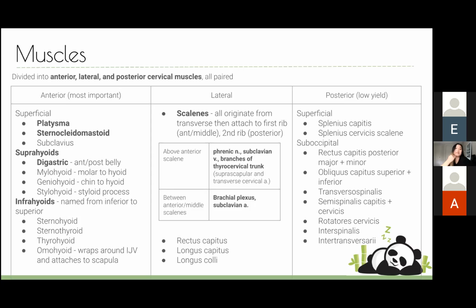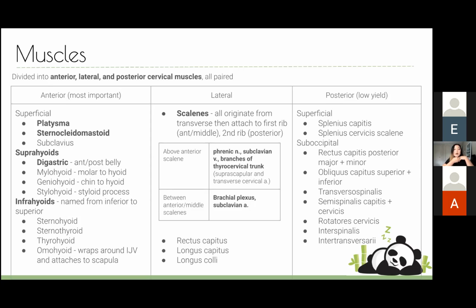But the ones above that will be your suprahyoids. The ones below that will be your infrahyoids. Of your suprahyoids, you have 4. You have your digastric, di for 2. So it's got an anterior and a posterior belly. You've got your mylohyoid, so molar to hyoid, which forms kind of like a bowl. Your geniohyoid sits above that, closer to your tongue, and that's more like two heads running from your chin to your hyoid bone, genio for chin.